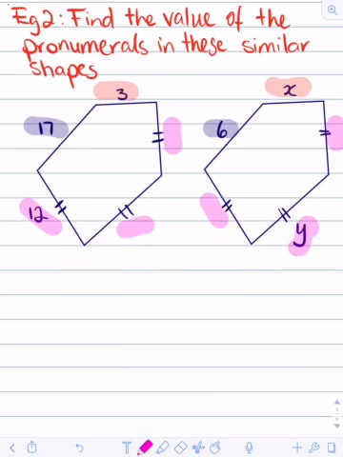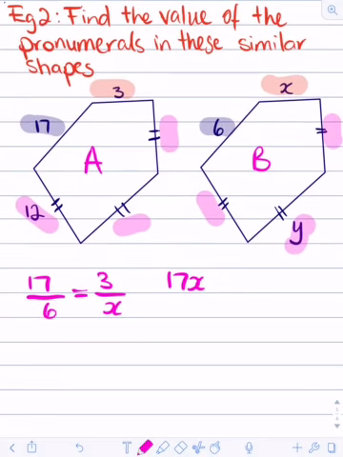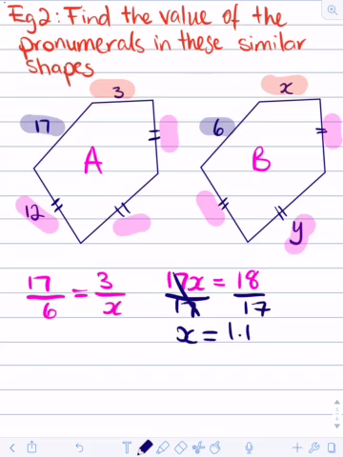Let's label this as shape A and B. We're going to do A on top. 17 over 6 equals, we can do 3 and x, so 3 over x. Cross multiplying them, I have 17x equals 3 times 6, which is 18. Dividing both sides by 17 using equations to simplify them. Here we find x equals 18 divided by 17, which is 1.1 dp. Okay, so we found the value of x.